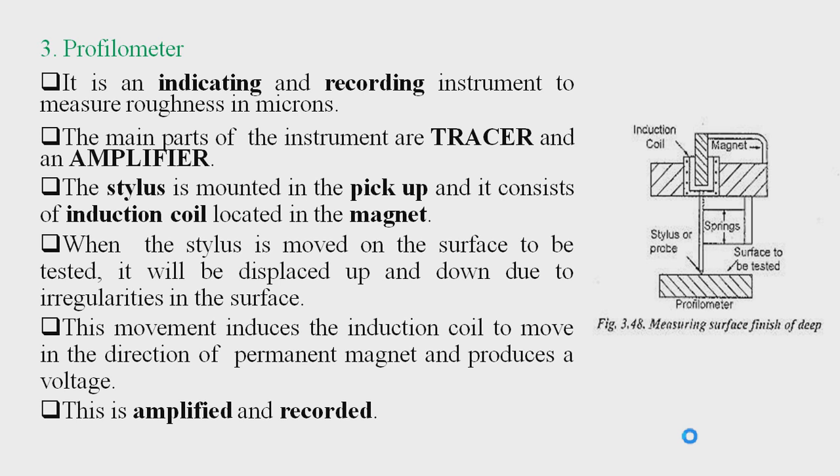The tracer consists of a stylus which is mounted in the pickup, and it consists of an induction coil located in the magnet. When the stylus is moved on the surface to be tested, it will be displaced up and down due to irregularities in the surface. This movement induces the induction coil to move in the field of the permanent magnet and produces a voltage. Then this voltage is amplified and recorded to measure the surface finish.